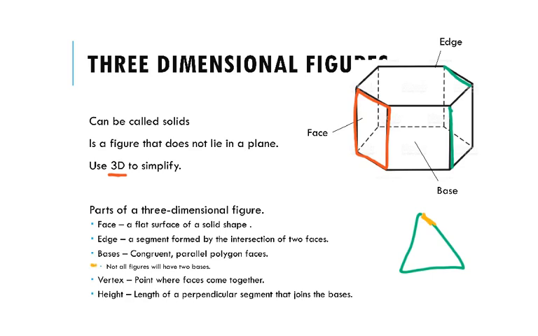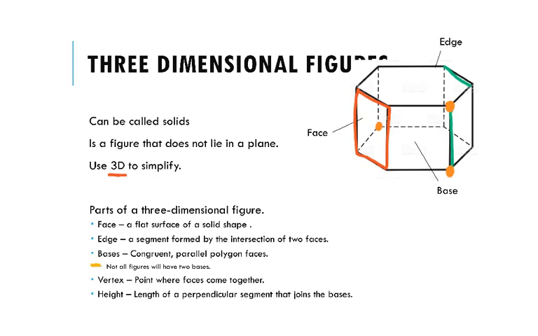One thing to note is that not all figures will have two bases. Sometimes there's just going to be one base. It all depends on what the figure is. Now, a vertex is the point where the faces come together. So it's going to be that point right there. Again, it could be this point here. It could even be this point where you have this dotted line.